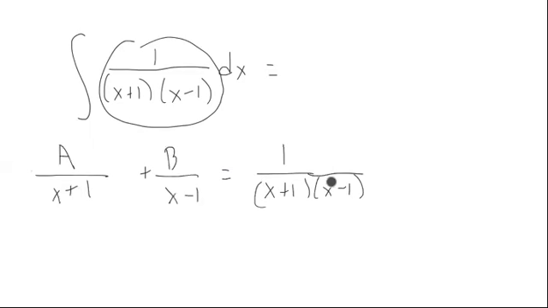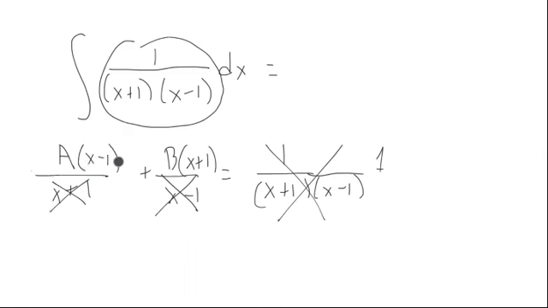Now, if we were to multiply this whole equation by this denominator, x plus 1, x minus 1, on this side, you'd have cancellation. So you just get a 1. Over here, the x minus 1 would cancel out, but you'd be left with an x plus 1. The x plus 1 would cancel out over here. You'd be left with an x minus 1. So you'd have this equation, this plus this is 1.